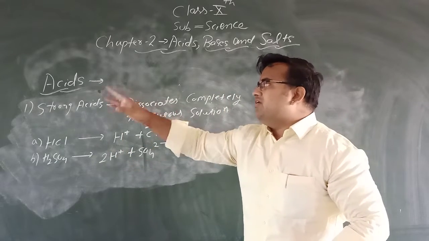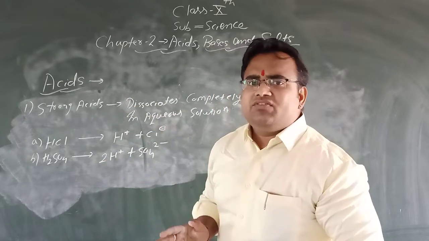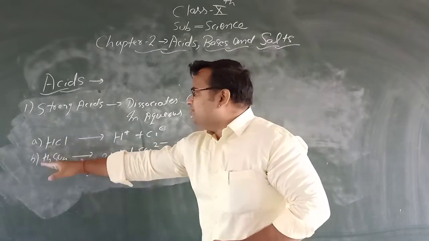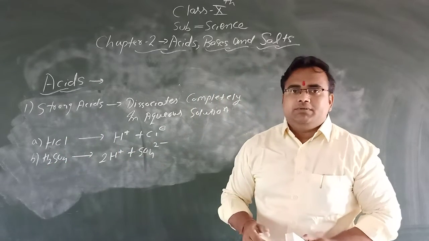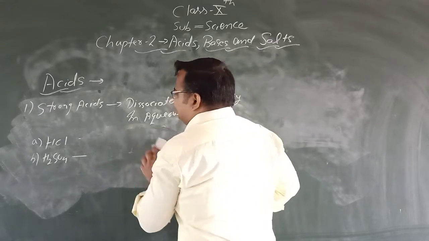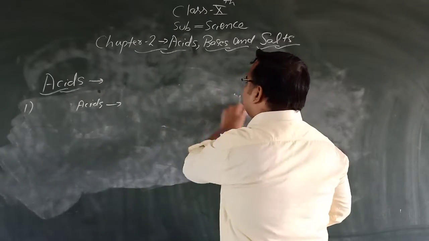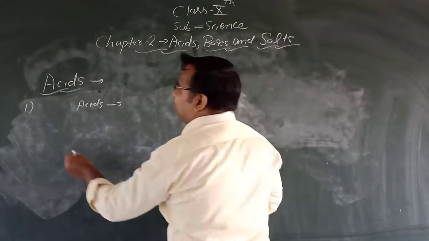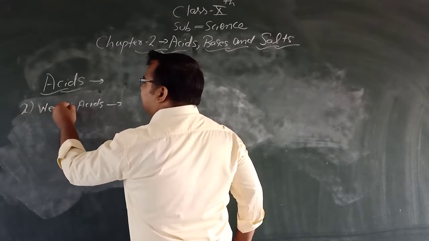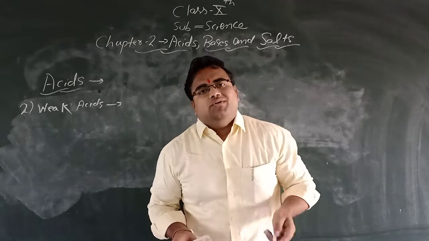Okay, so the strong acids are those acids which dissociate completely in their aqueous solution, or release the total amount of H plus ions present in the compound. Clear? Now, the second type of acids is known as weak acids. Weak acids are totally opposite from the strong acids.